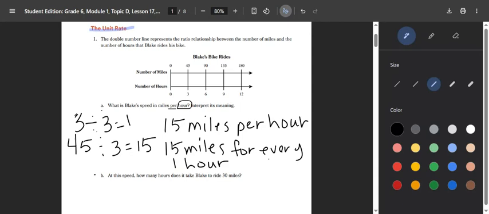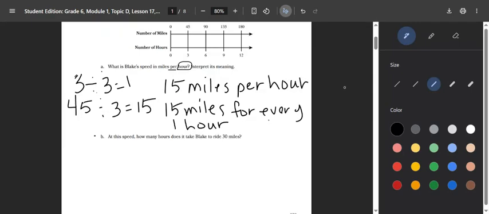B says, at this speed, how many hours does it take Blake to ride 30 miles? All right, if he does 15 miles in 1 hour, then 15 times 2 is going to tell me how many miles he does in 2 hours. And 15 times 2 is 30. So Blake rides 30 miles in 2 hours.